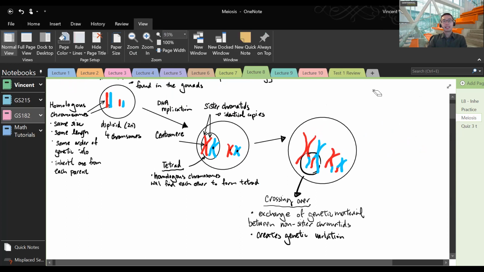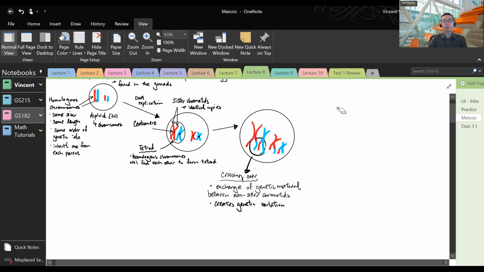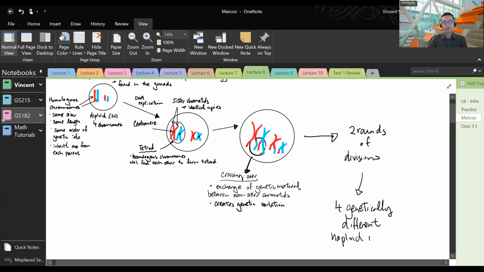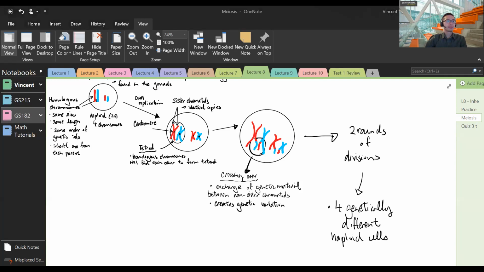And then this thing is going to divide. You're going to divide twice, and in the end, you're going to end up having haploid chromosomes. So you would have 2 rounds of division, resulting in 4 genetically different haploid cells. Okay, that's it.